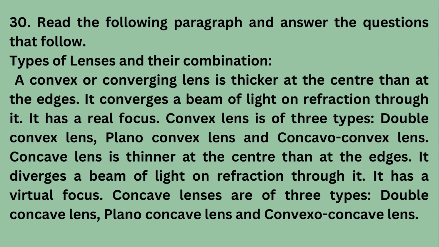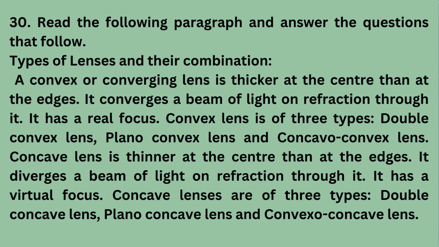30. Read the following paragraph and answer the questions that follow. Types of lenses and their combination. A convex or converging lens is thicker at the center than at the edges. It converges a beam of light on refraction through it. It has a real focus. Convex lens is of three types: double convex lens, plano convex lens, and concavo convex lens.